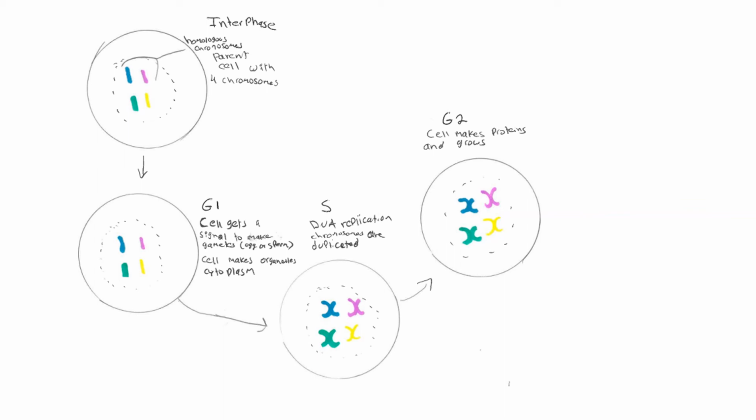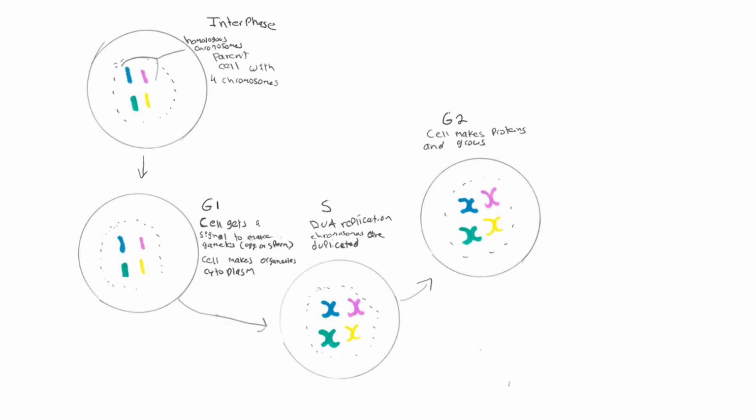So the first thing that happens is that this cell gets a signal from the body that says we need to make more cells. So in this case, we're talking about making the gametes, or the egg or sperm. So what happens in the G1 phase is that the cell makes more organelles, and it also makes more cytoplasm. Once this cell makes more organelles and cytoplasm, then it's going to go on to the next phase of interphase. In this case, it's the S phase.